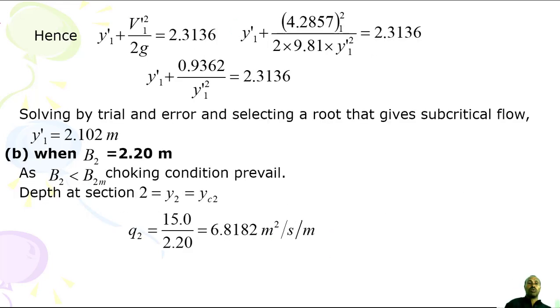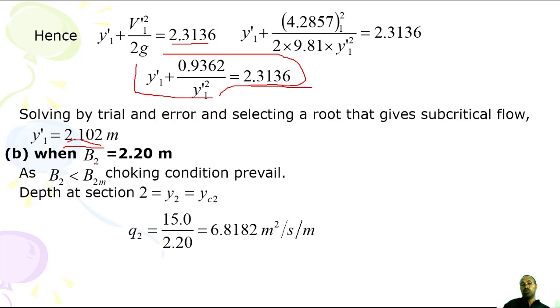Then let us compute now Y1. Y1 prime plus V1 prime square over 2G will be this specific energy. Once you have this one, then you can just substitute Q square over 2G Y1 square. Then you have Y1, solving by trial and error for this equation. Y1 prime will be this dimension. So there is just a depth change.